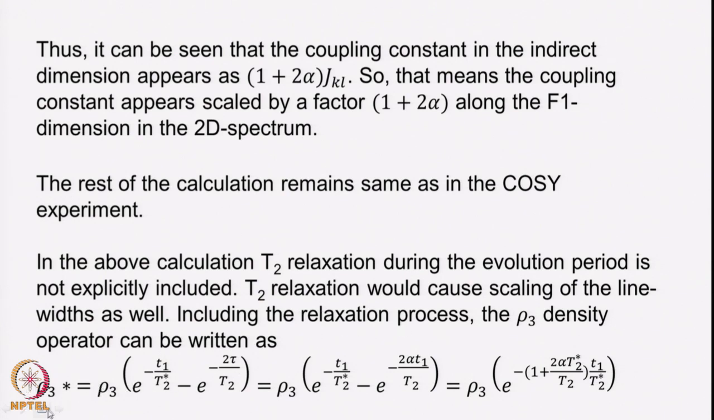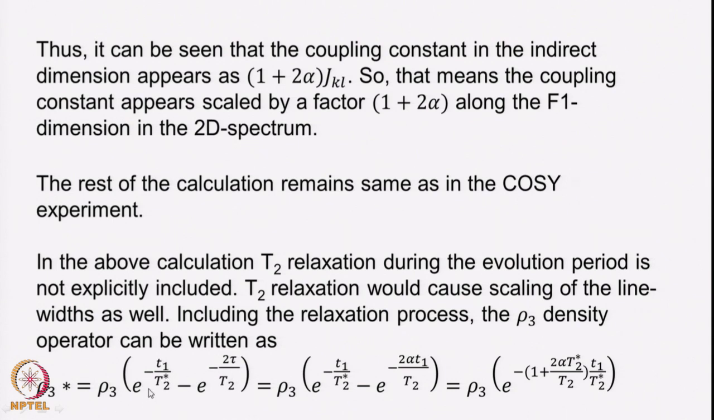Now, if I want to write the density operator as rho 3 star for this, and I have this density operator rho 3 which is without the relaxation considered, then I will have to multiply this by the relaxation factors.